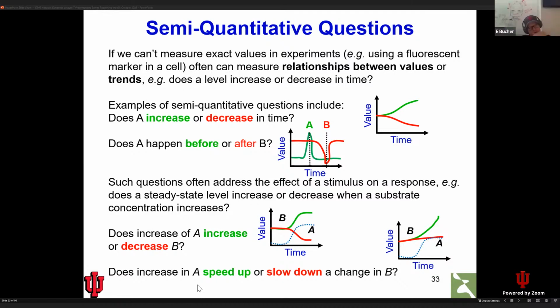Okay. Thank you. Great. So those are qualitative questions. We don't have to know numerical values of the outputs. We just watch the shape.